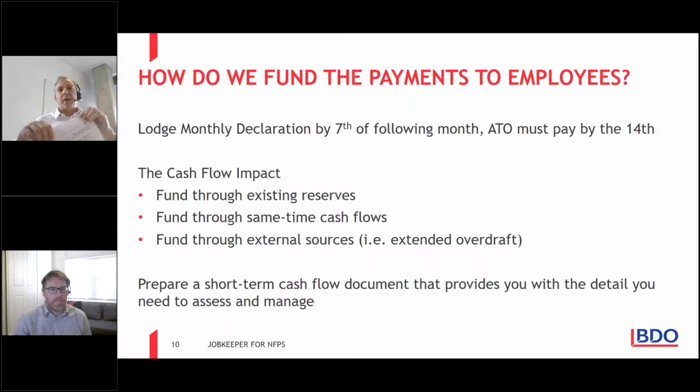And this is just about where I'm going to hand over to Andrew. So how do we actually fund the payments to the employees? Every month you'll lodge a monthly declaration, which is due by the 7th of the following month, and the tax office said they must pay you by the 14th. But I guess what that means is that you will have those couple of weeks from when you've been paying employees earlier in the month, and you'll need to fund that until you get paid by the ATO by no later than the 14th of the following month. So Andrew, I will hand over to you.